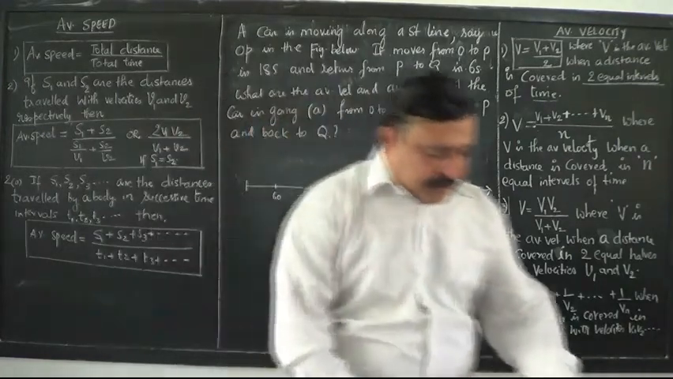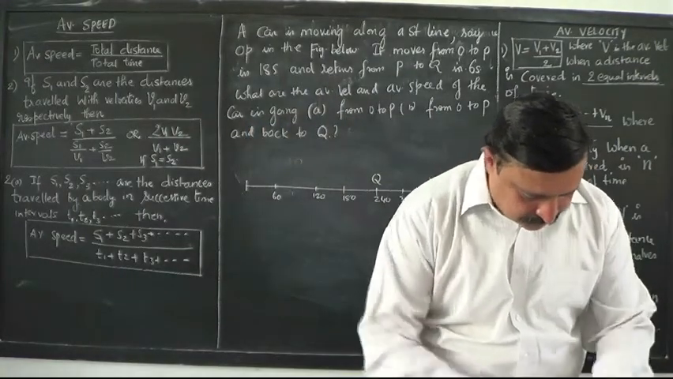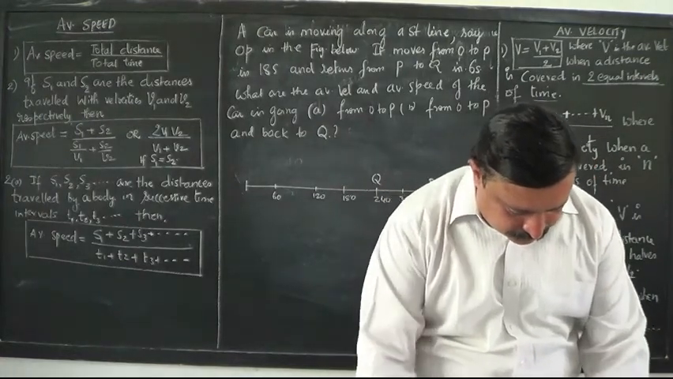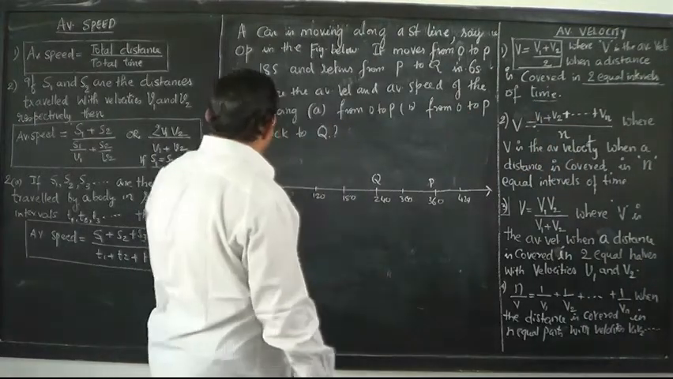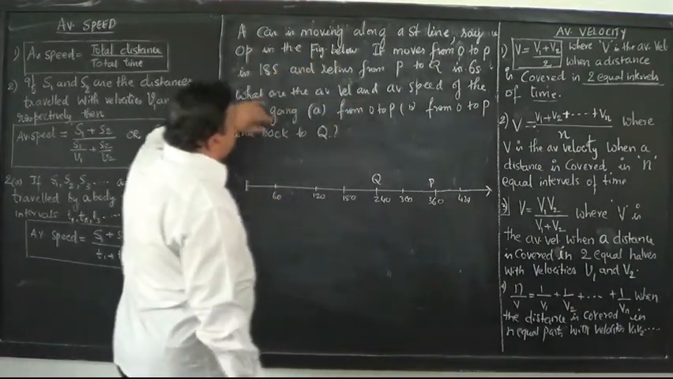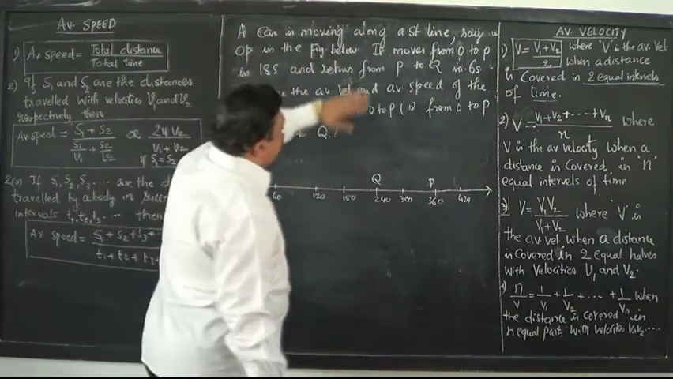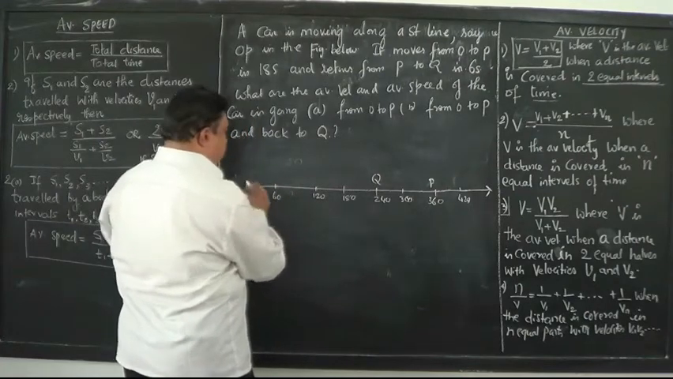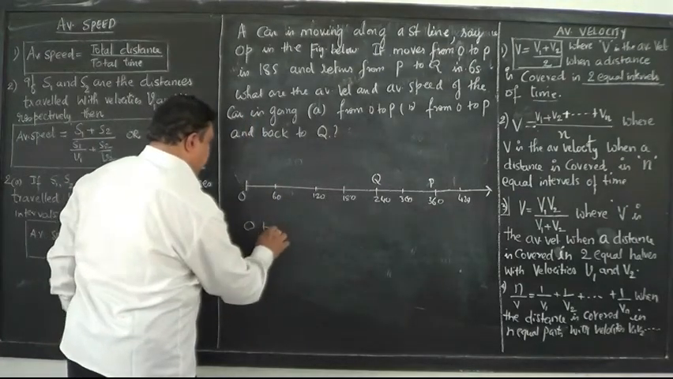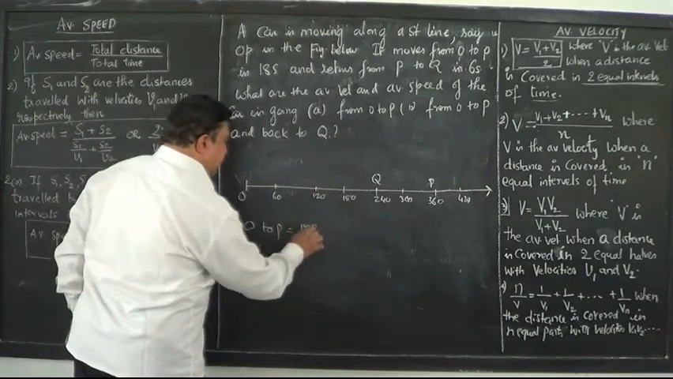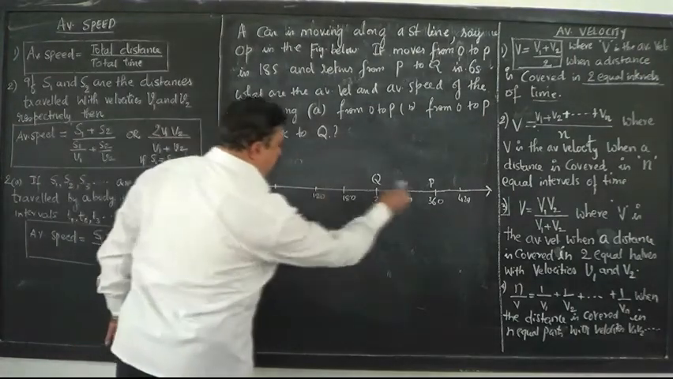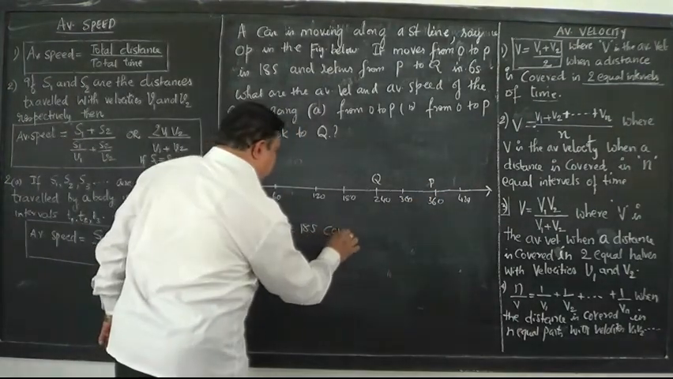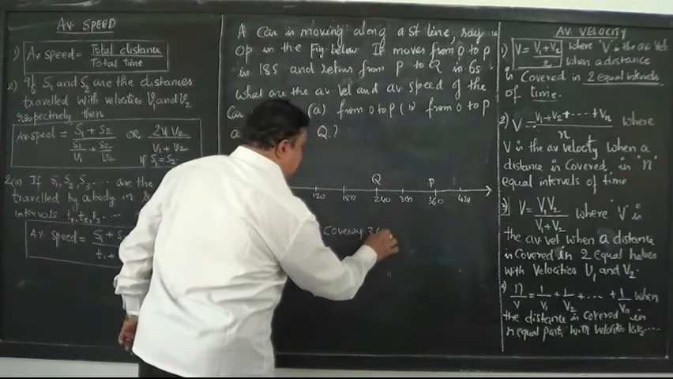Okay, let's see what you want to find now. The car is moving along a straight line, OP. It moves from O to P in 18 seconds. In moving from O to P, it takes 18 seconds and covers 360 meters.